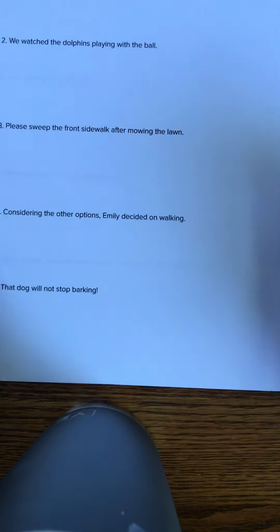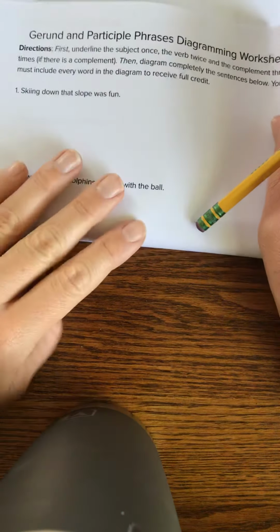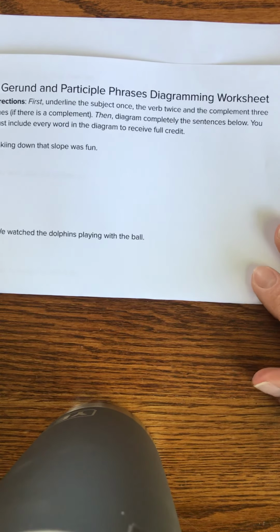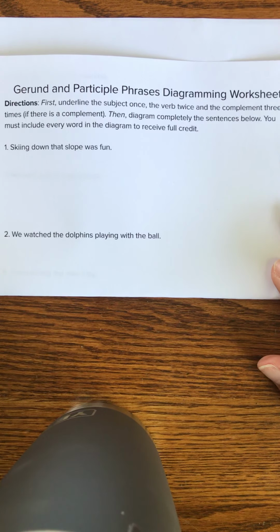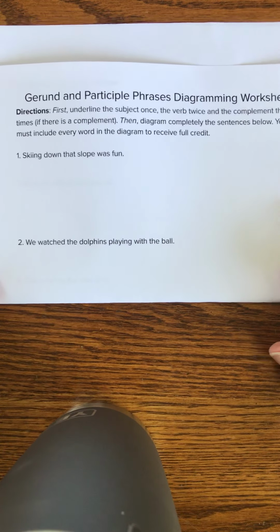What we're going to do is you guys are now going to move on to the diagramming worksheet, which looks like this. And this is your homework. And for this, what you'll need to do is you'll first underline the subject once, the verb twice, and the complement, if there is one, 3 times. Then you'll diagram the sentences completely. So you must include every word to receive full credit.